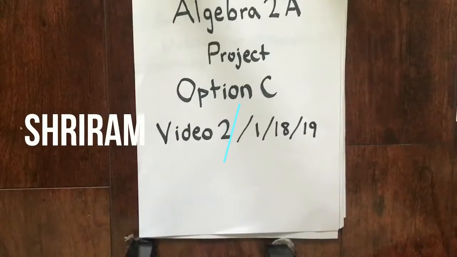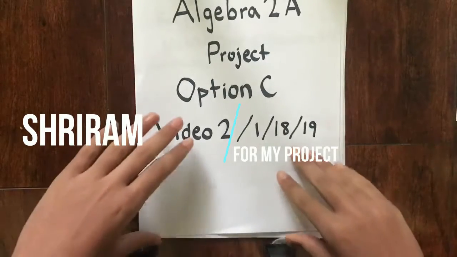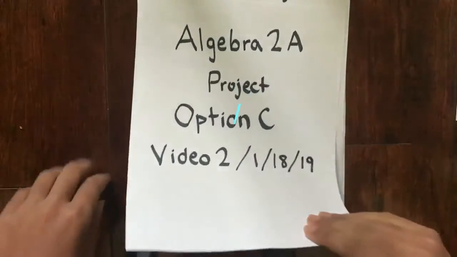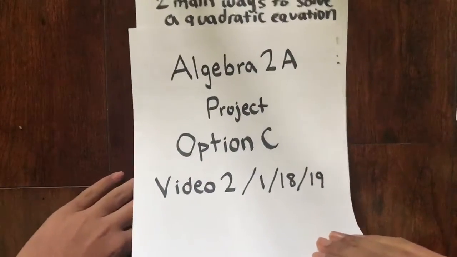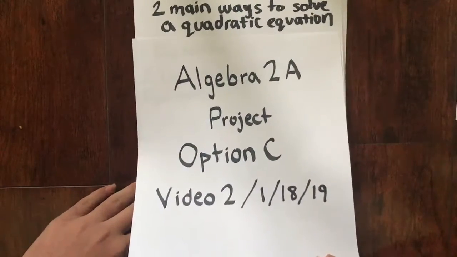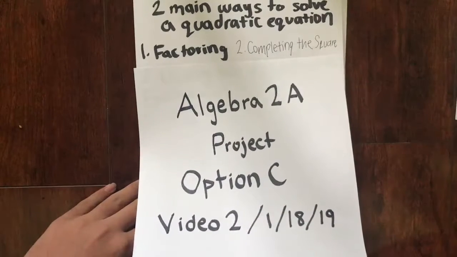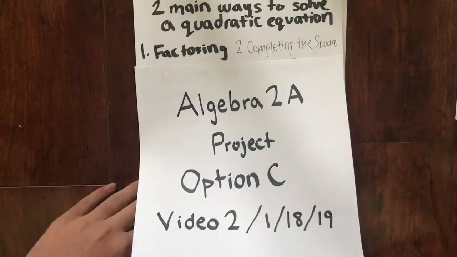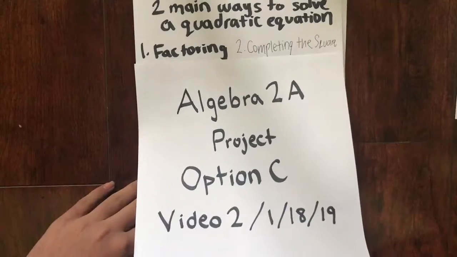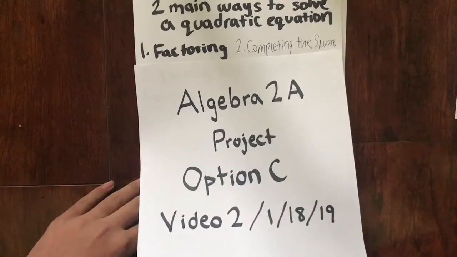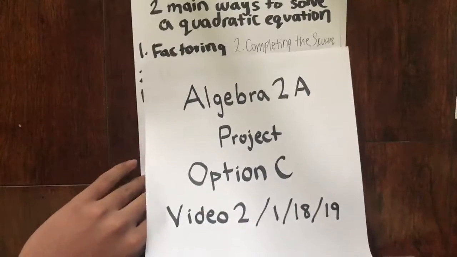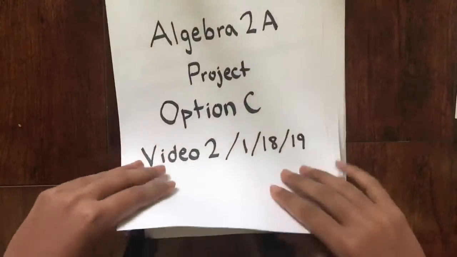I'm going to talk about how to solve a quadratic equation. There are two main ways to solve a quadratic equation. In the first video, we looked at how to solve a quadratic equation by factoring. But today, we're going to look at how to solve a quadratic equation by completing the square. I know I said we might use the quadratic formula, but I thought that was a little bit too complex for this video. So let's get into it.